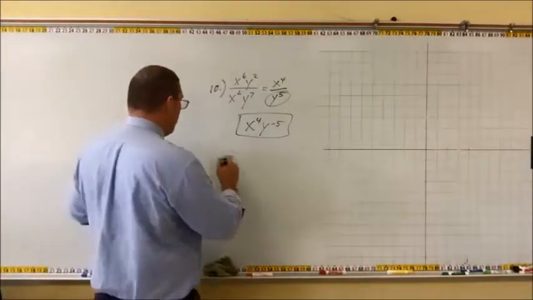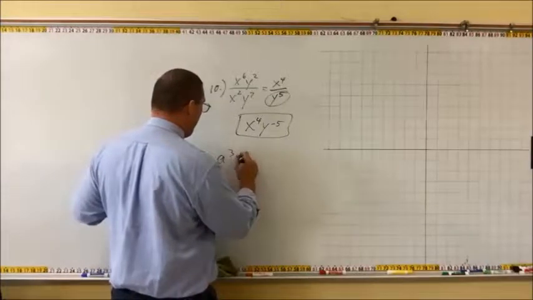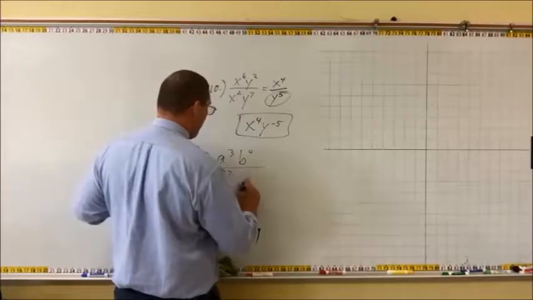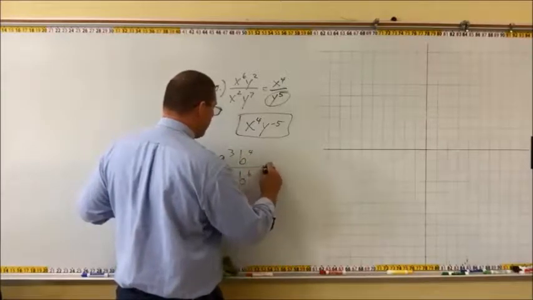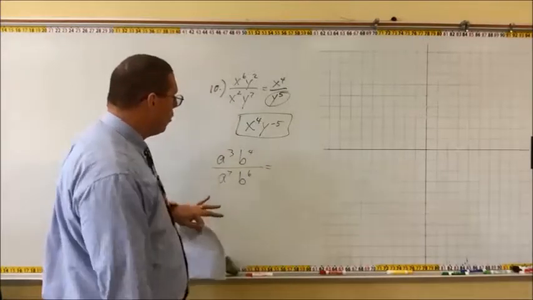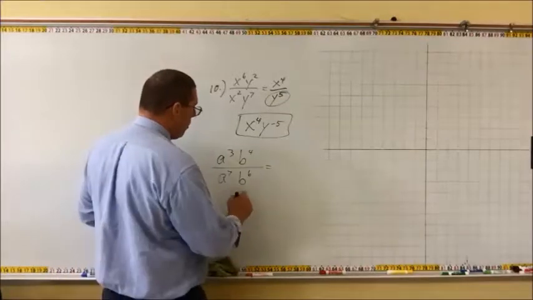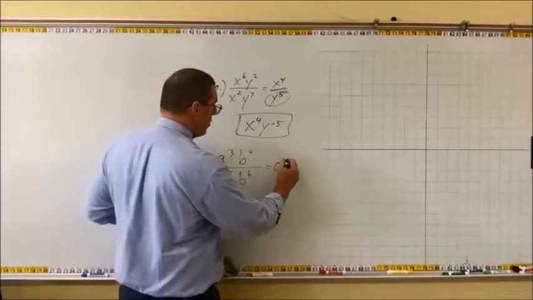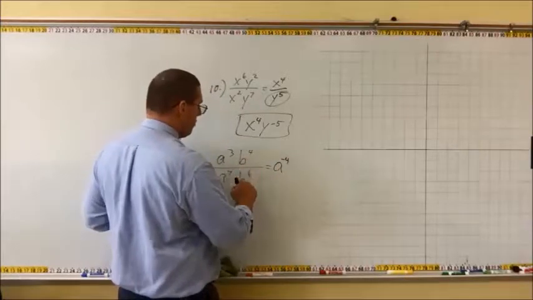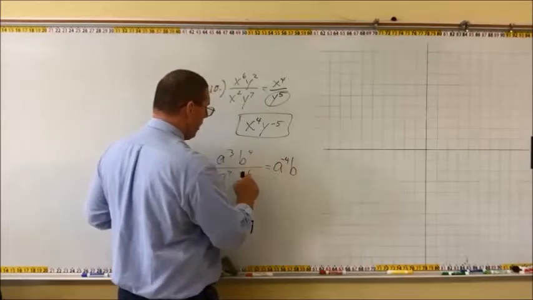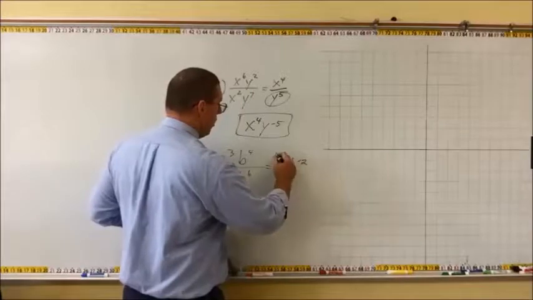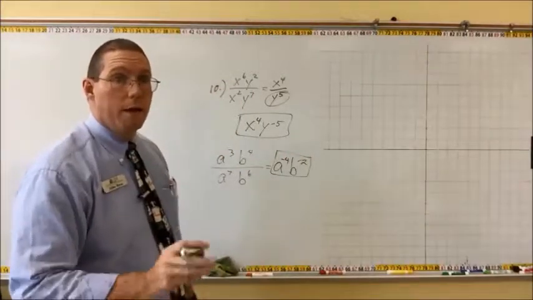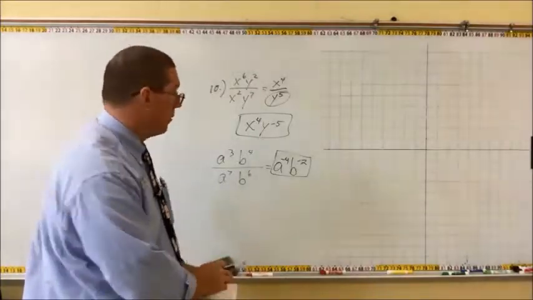Another example, if I had a to the third power times b to the fourth power over a to the seventh power times b to the sixth power, in polynomial form, what we would do is we'd have a, and then 3 minus 7 is negative 4, times b, 4 minus 6 is negative 2. And this would be our answer in polynomial form, not in rational form. Okay?